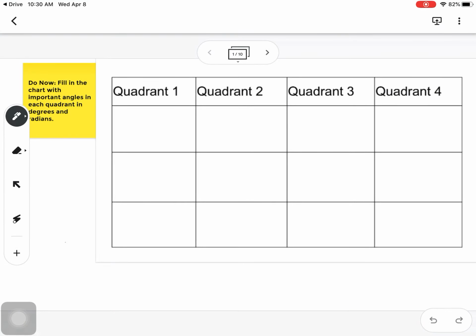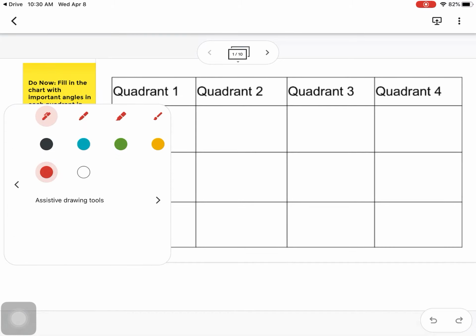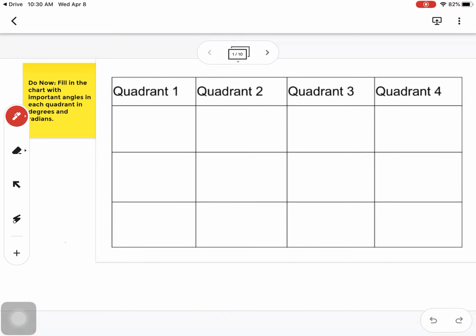So for your warm-up here, what I want you to do is create a chart in your notes, and we're going to fill it in with the important angles in each quadrant in both degrees and radians. What I found with teaching with this is it's helpful to have a reference chart of all of these values.